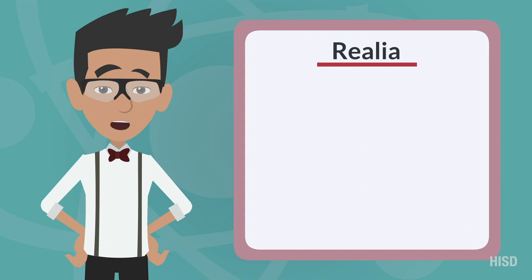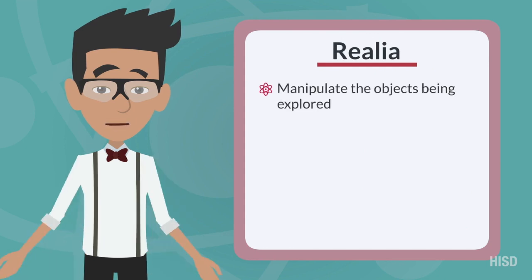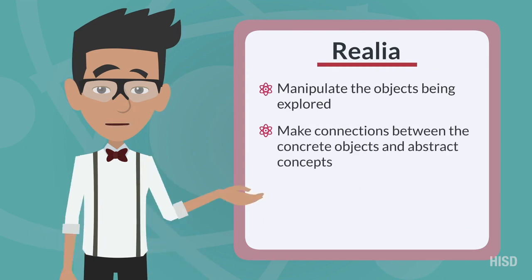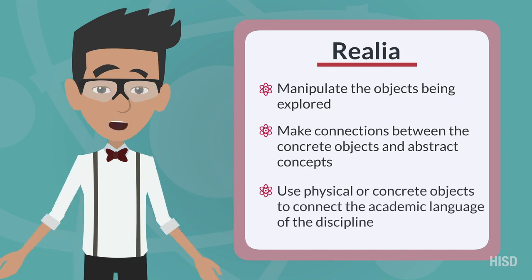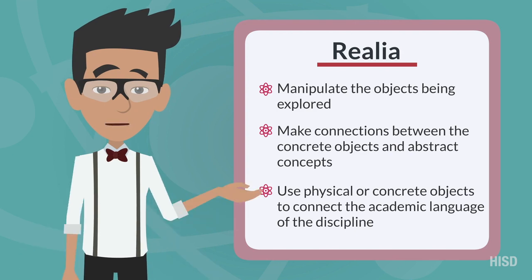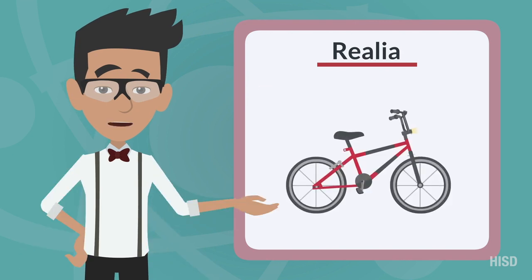Realia allows students to manipulate the objects being explored, make connections between the concrete objects and abstract concepts, and use physical or concrete objects to connect the academic language of the discipline. For this activity, the Realia we will be using is a bicycle. We will explore the uses of energy by investigating parts of a bicycle.